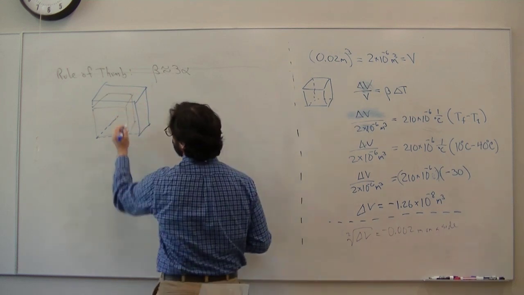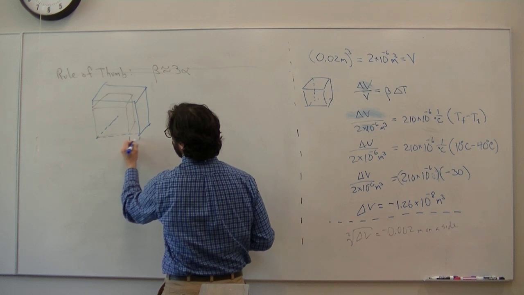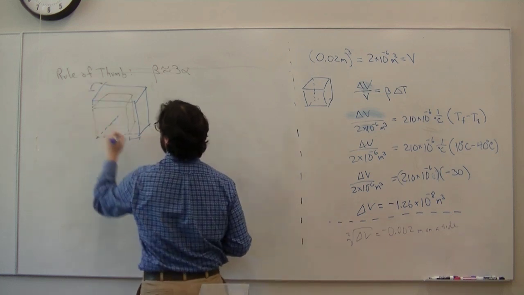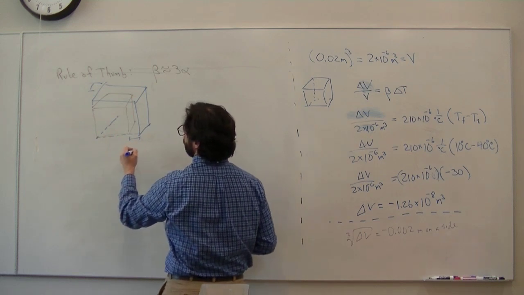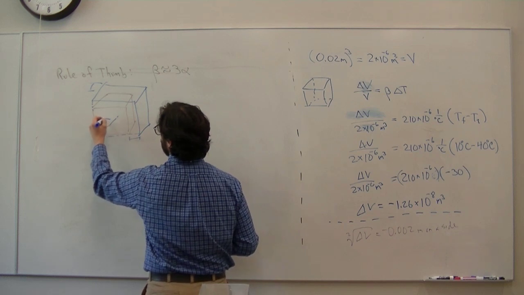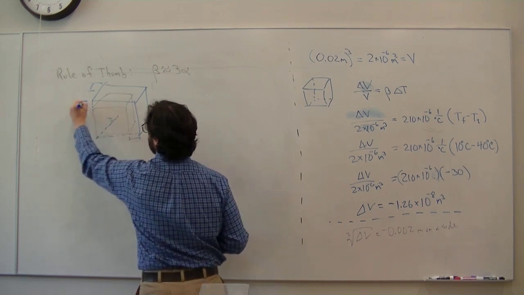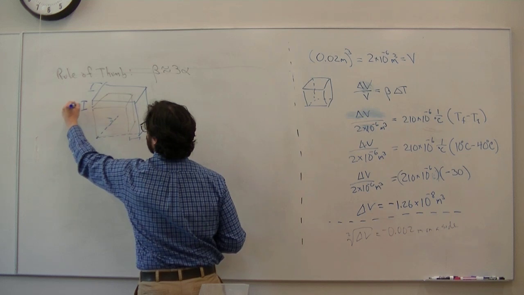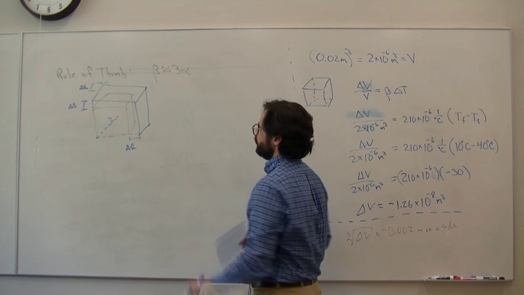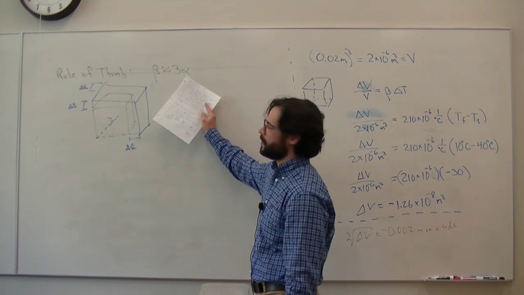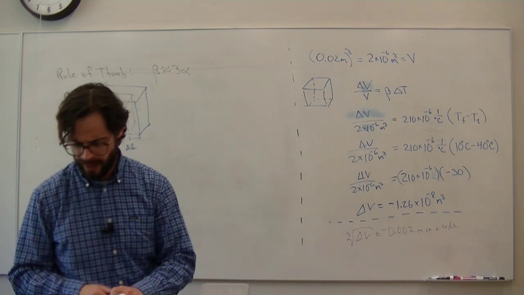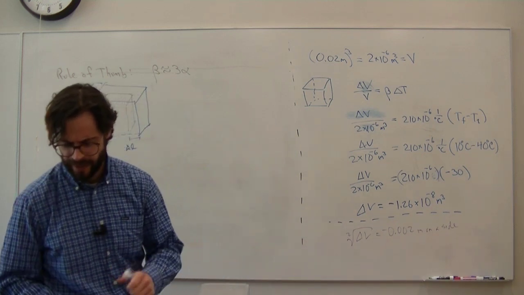Roughly speaking, I have 1 in the x direction, 1 in the y direction, and then a little bit harder to draw, 1 in the z direction. 1 delta L, and then another delta L, 1 for each direction. So basically, a volumetric expansion is 3 linear expansions. You can be a bit more careful with that if you do a calculus kind of argument.